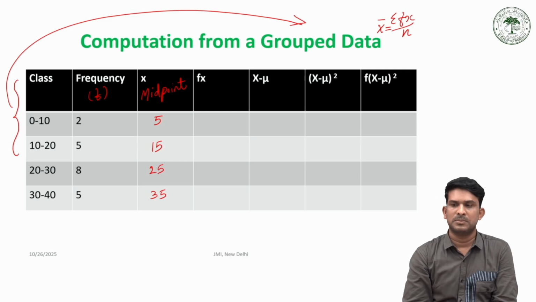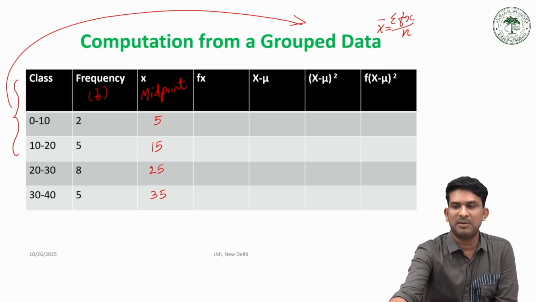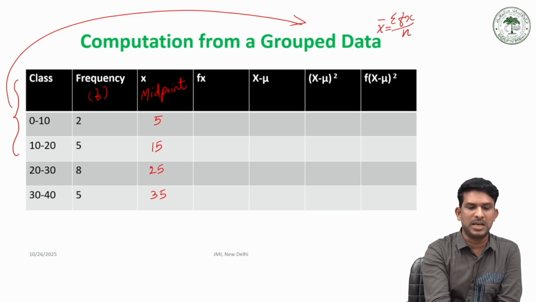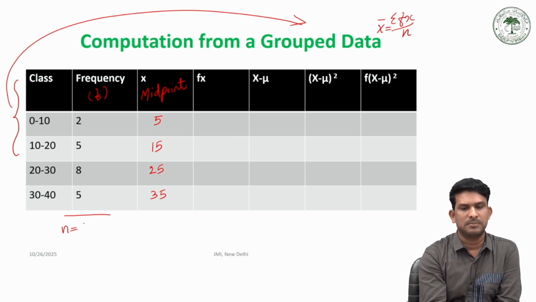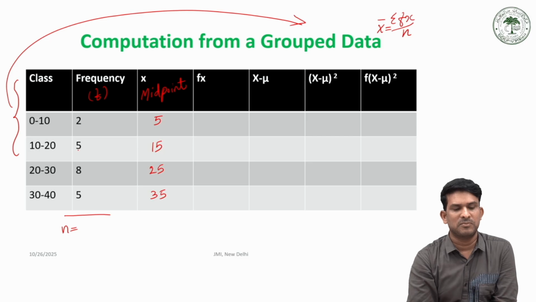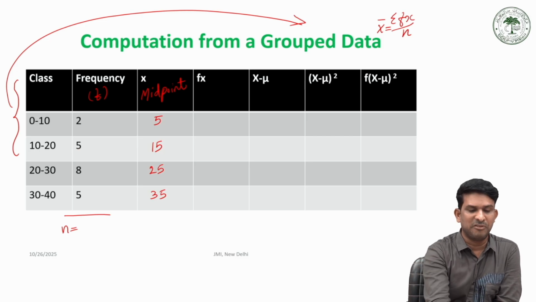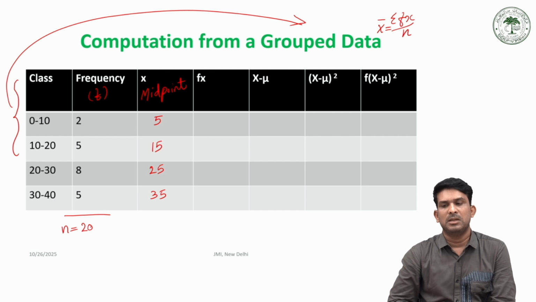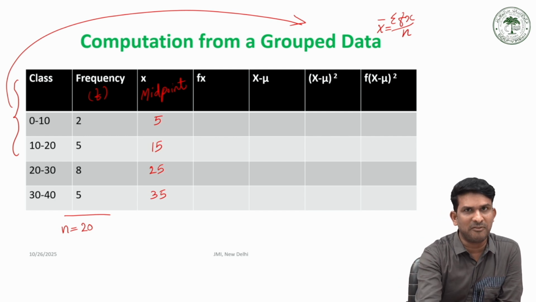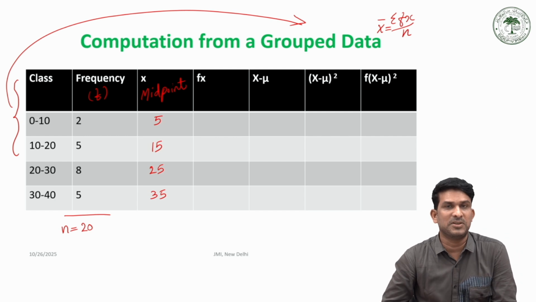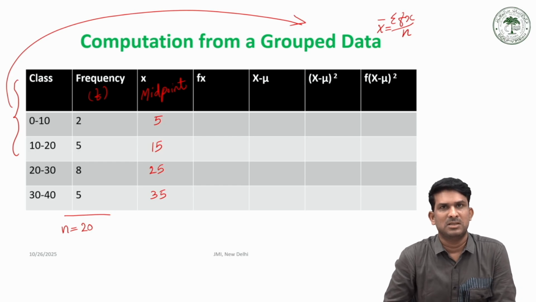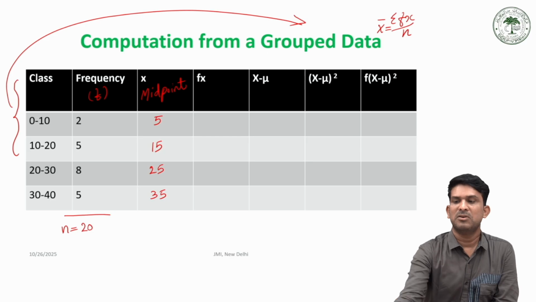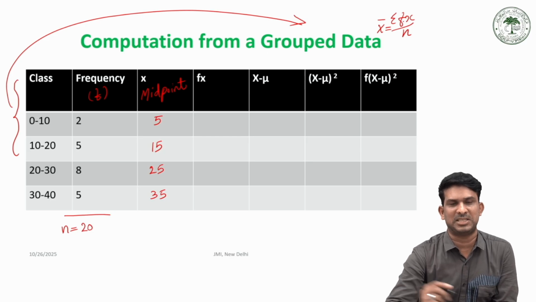You got it. What is n? We have to identify n also. N is total of the frequency. 2 plus 5, 7, 7 plus 8, 15, 15 plus 5, 20. N is 20. Now we got f and we got x. F is already given, x we have identified from the classes. It is midpoint. Now, terminology we need is fx.